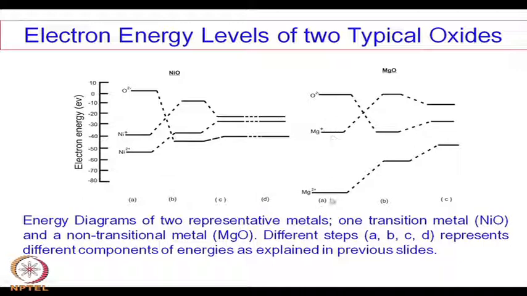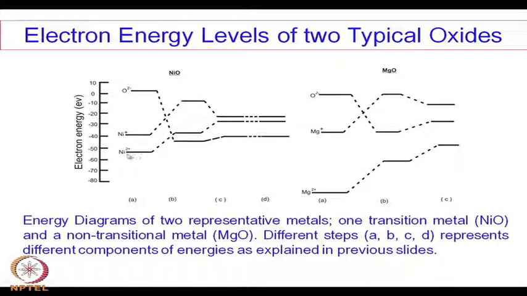So, step by step, how the energy levels are changing: the energy level associated with the cations and the anions, the energy of the electron associated with the cations or the anions. The energy diagram here represents two representative metals, one transition metal oxide, NiO, and a non-transition metal oxide, MgO. Different steps A, B, C, D represent different components of the energies as explained in previous slides. What we have talked about is what is given here, but this is the energy scale.